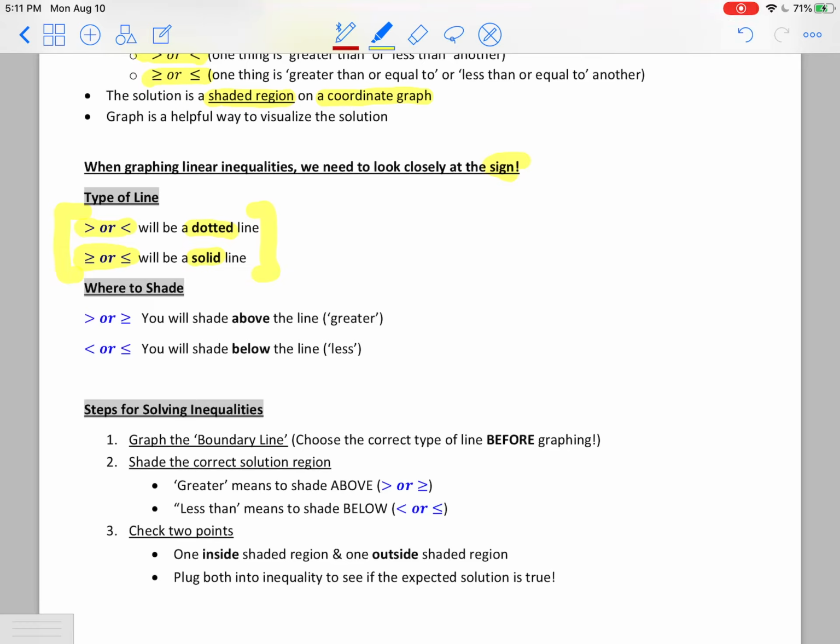The other idea that we need to be careful of is, where do we shade? Well, if we have anything that has greater in it, so whether it's greater than or equal to, this word greater, well, we kind of know that greater means more, right? So it's above. Greater is above. And if we have less than or equal to, we will shade below. Less kind of means, not as much, or below a certain amount. That's kind of how I remember them.